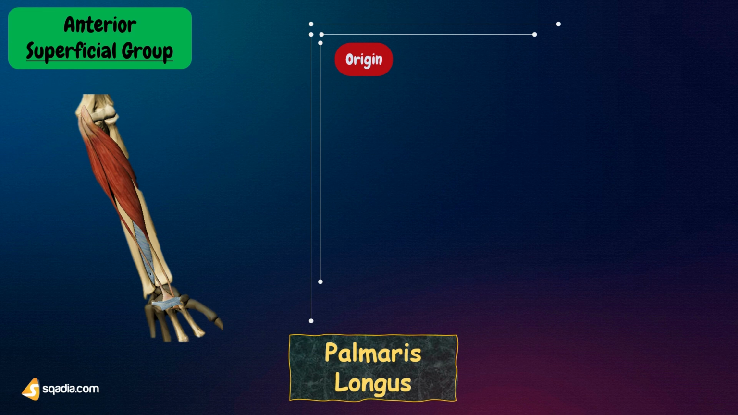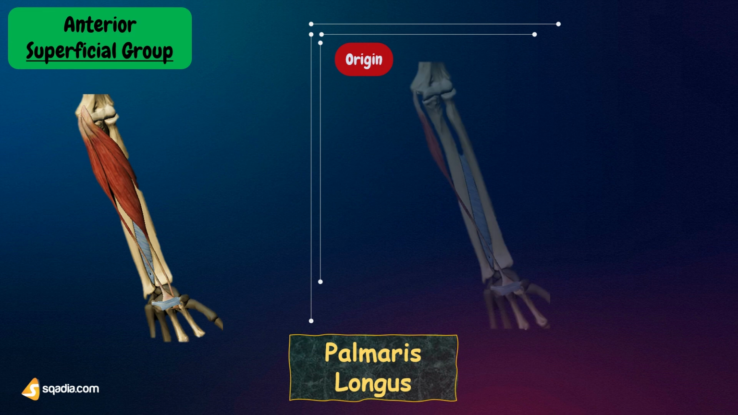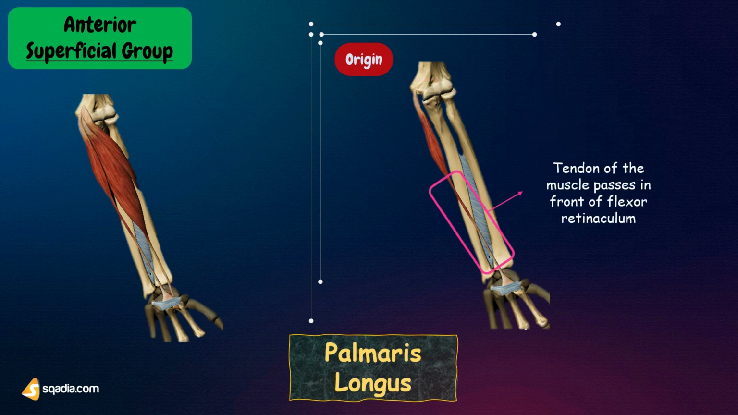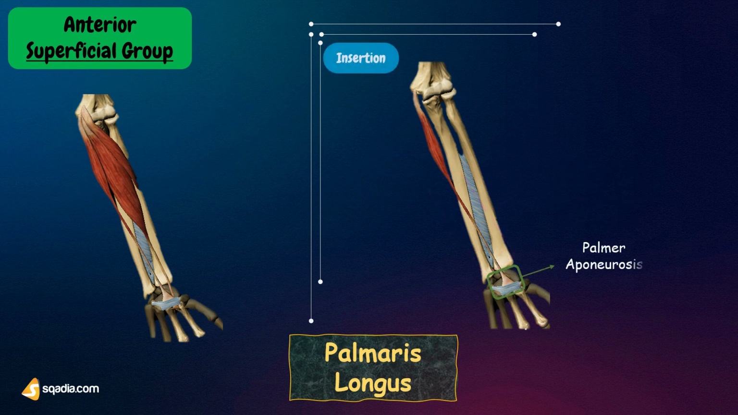The third muscle that we are going to talk about is palmaris longus. It lies medial to the flexor carpi radialis. It arises from the medial epicondyle of the humerus, the deep fascia of the forearm, and the intermuscular septa. The tendon of the muscle begins higher up in the forearm and runs on the medial side of the flexor carpi radialis tendon.